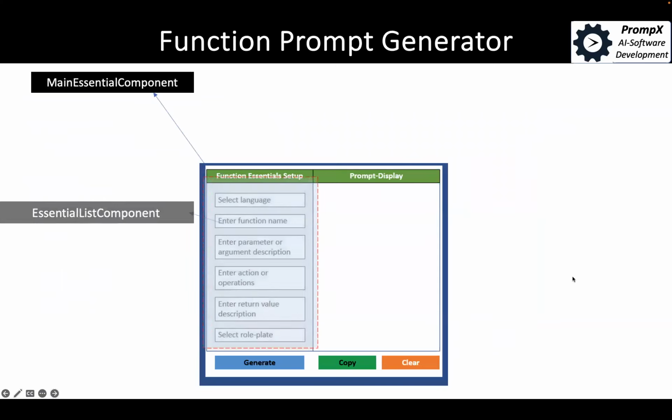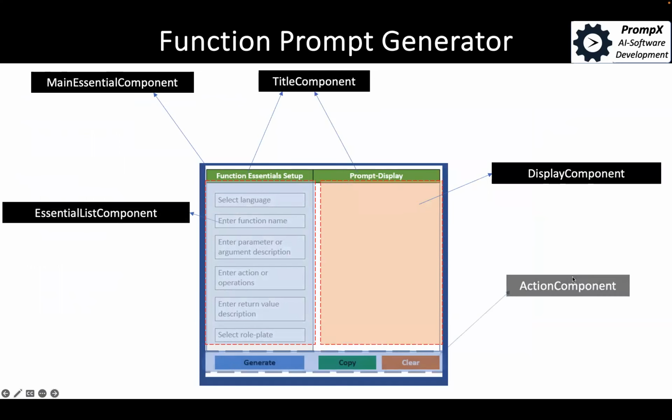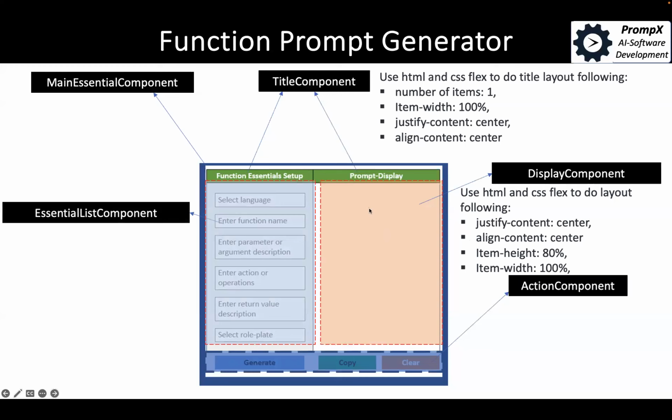Let's talk about each of the components one by one: the main component, the essentials, the display component, as well as the action and title components. For the style of the title component, this is what we have. It's going to be one item in one box. It may align center and justify center. And the display component is also a single item, just an empty box.